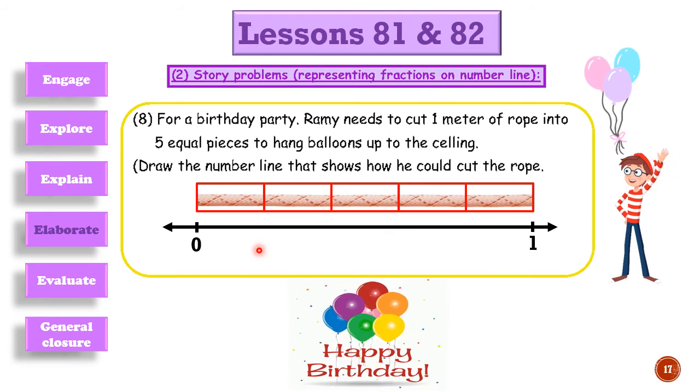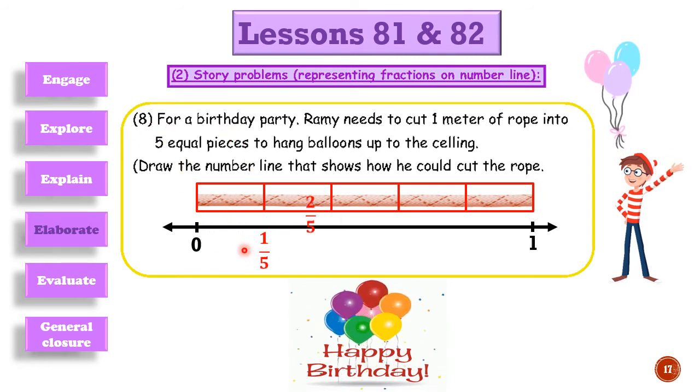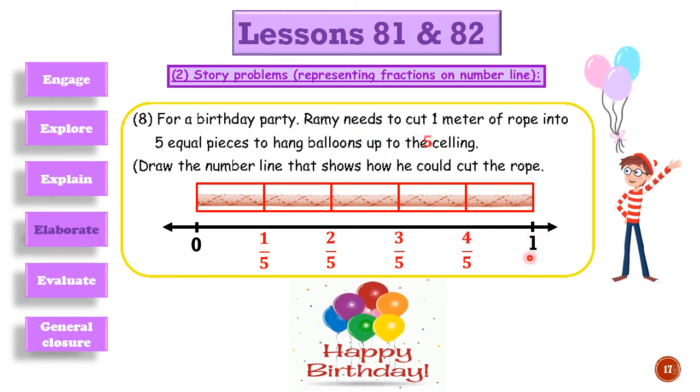A fifth, because we distribute this number line and this strip into 5 equal pieces. It will be 1 fifth, 2 fifths, 3 fifths, 4 fifths, and the last one, the whole one, will be 5 fifths. The whole rope is 5 fifths. Then we help Rami distribute this rope into 5 equal parts and show our work.